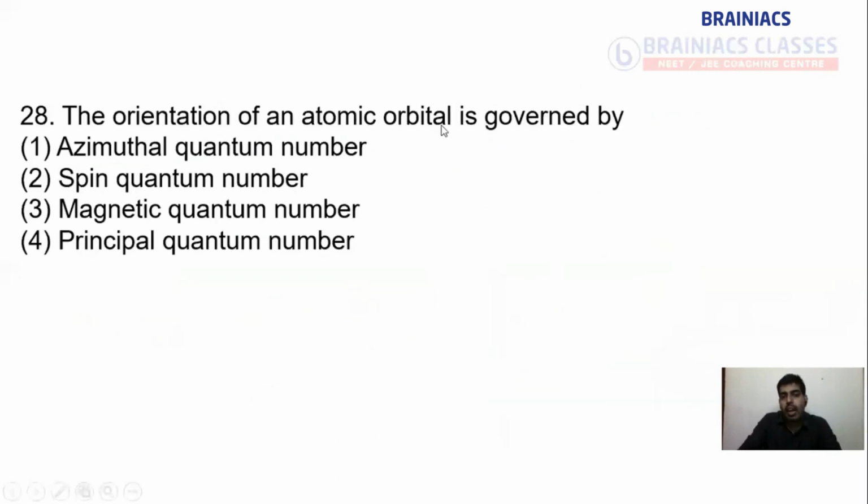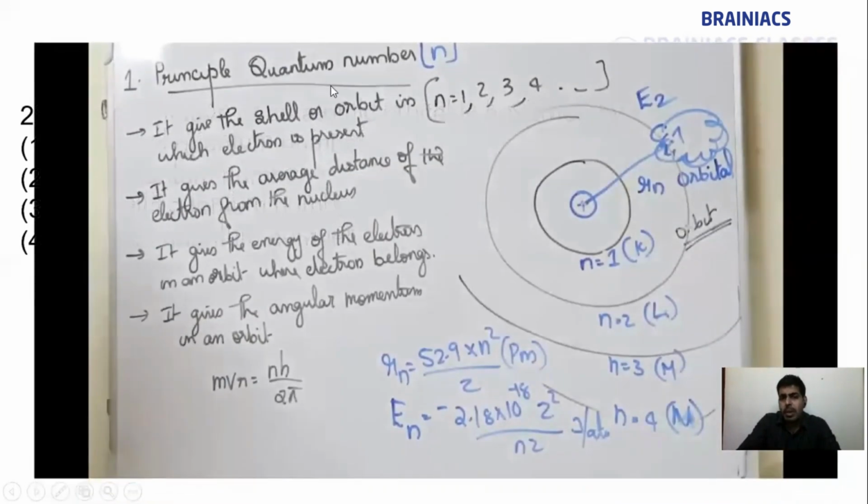The orientation of atomic orbital is governed by which quantum number? Which quantum number gives the orientation of atomic orbital? Now, the principal quantum number gives the shell in which the electron is present, the average distance of the electron from the nucleus. It gives the energy of the orbital and the angular momentum of an electron in an orbit. We discussed this in the theory classes.